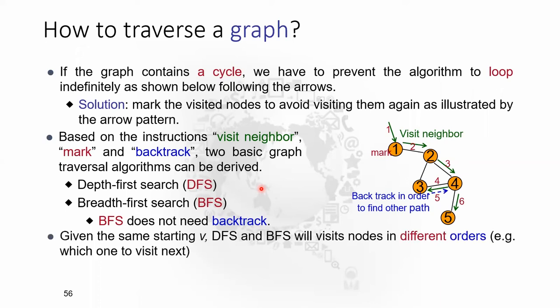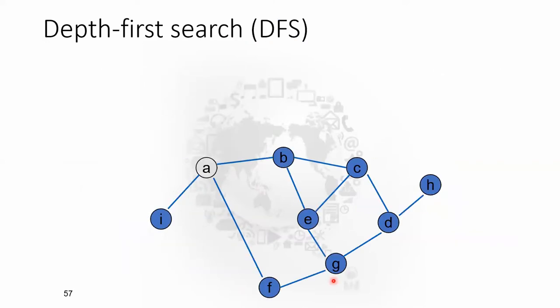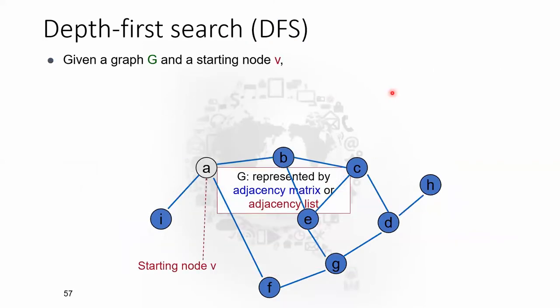Given the same graph and starting from the same node, depth first search and breadth first search can give you different outputs when visiting the nodes, because the way of visiting is different between the two. But here it says that they will visit the same set of vertices. Given the same set of vertices, they will visit the same set.